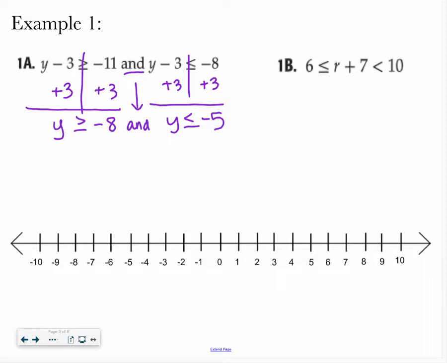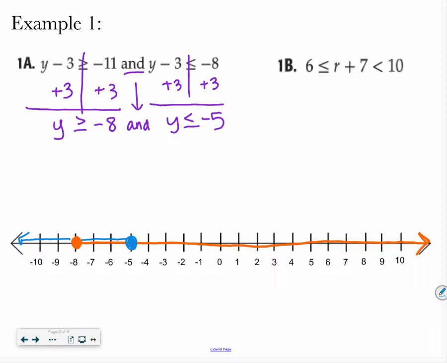Now what I do is I go and I graph these. So I have y is greater than or equal to negative 8. So I put a closed circle at negative 8 and I go that way. And then I have y is less than or equal to negative 5. So I do a closed circle at negative 5. And which way is it going? Where's y less than negative 5? That's going to the left.